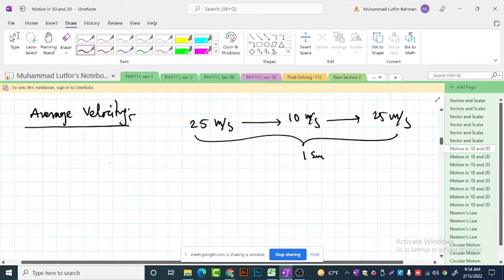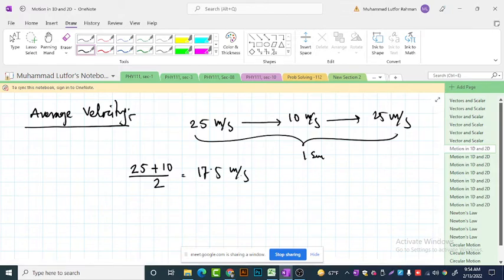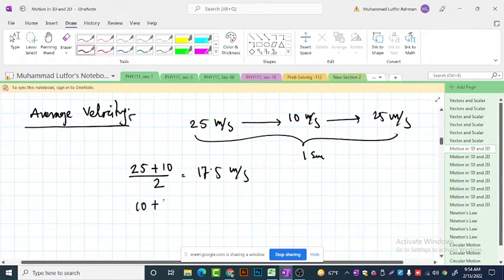Then if I asked you what would be your average speed when you are slowing down your car, probably you would say it would be 25 plus 10 divided by 2, that would be 17.5 meter per second, right? If I asked you what is the average velocity of your car when you were slowing down in the first half of that scenario, and in the second half it is also the same, 10 plus 25 divided by 2, which is 17.5 meter per second.